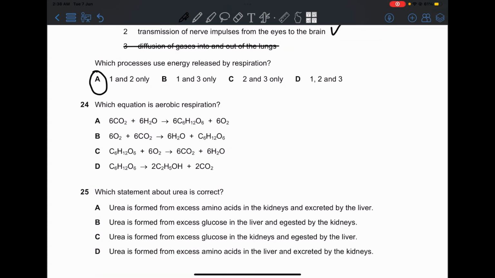Question number 24. Which equation is aerobic respiration? Now we know that aerobic respiration uses oxygen and glucose to release energy. So we're going to be choosing something that has glucose and oxygen in the beginning. Now that is exactly option C, which has glucose, this one is the chemical formula, and 6 oxygen molecules over here. So our answer is going to be C.